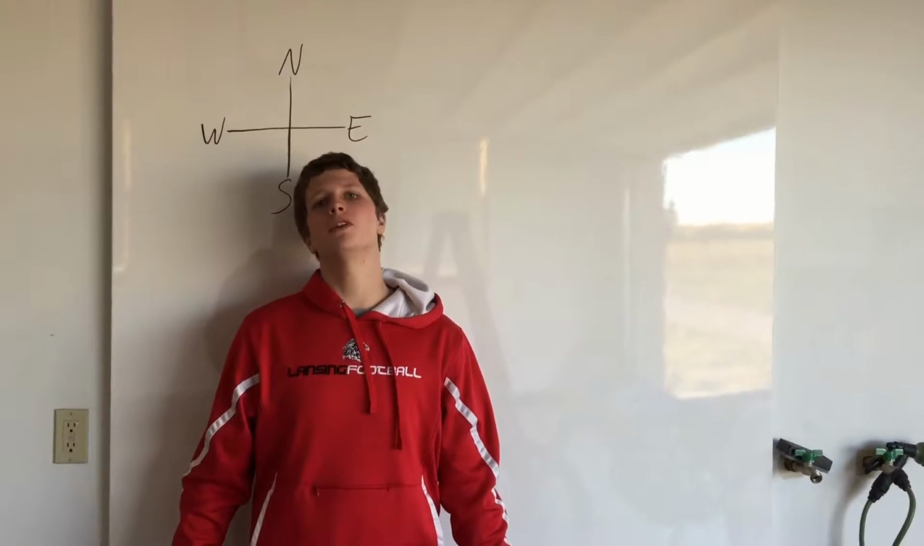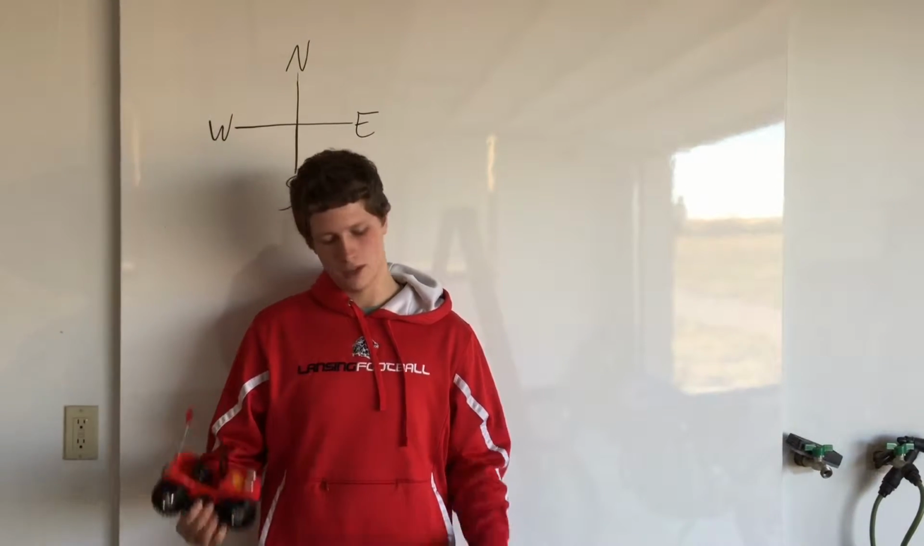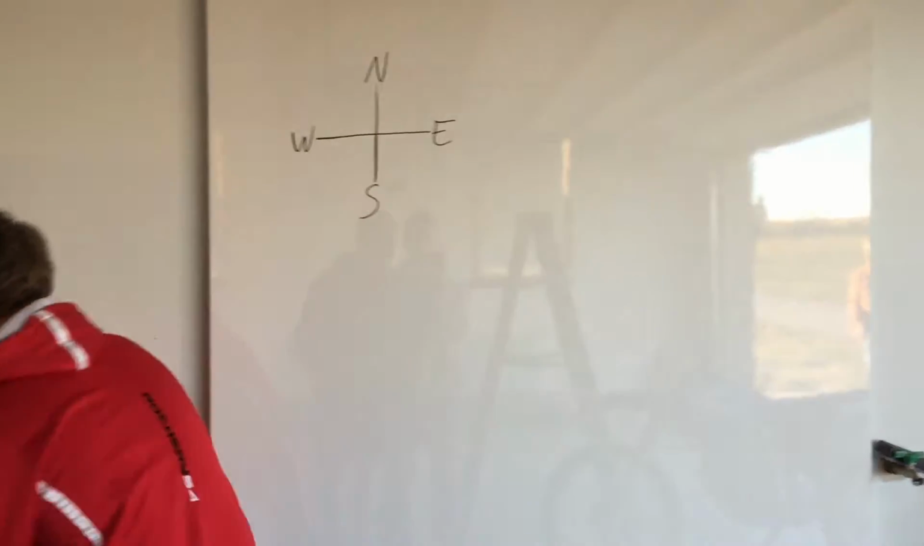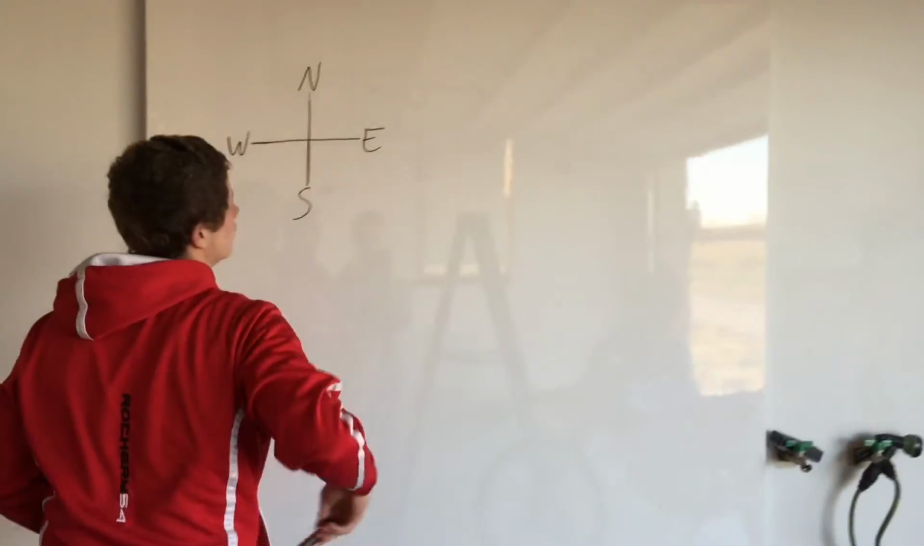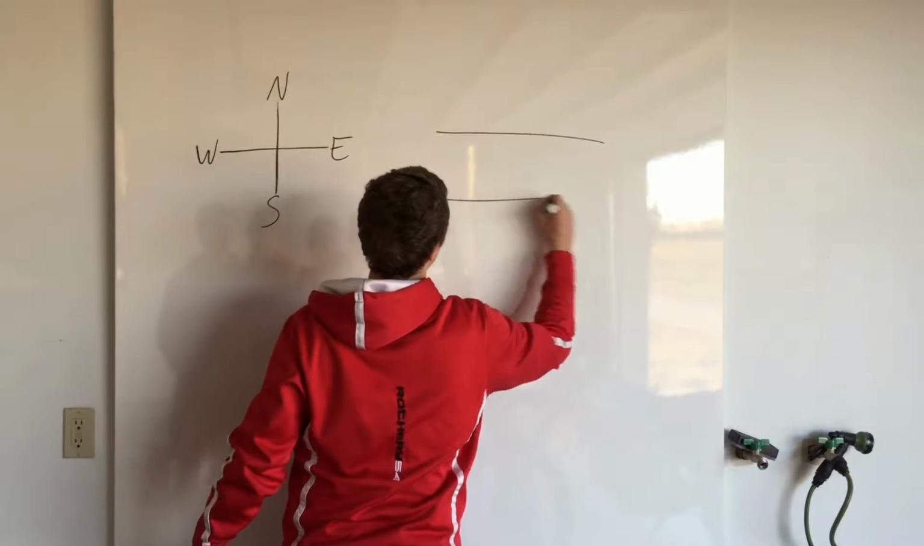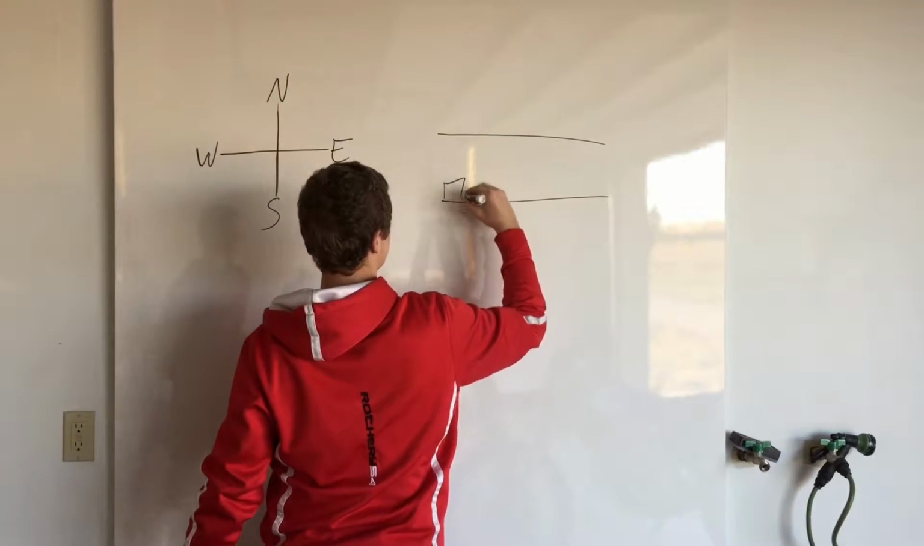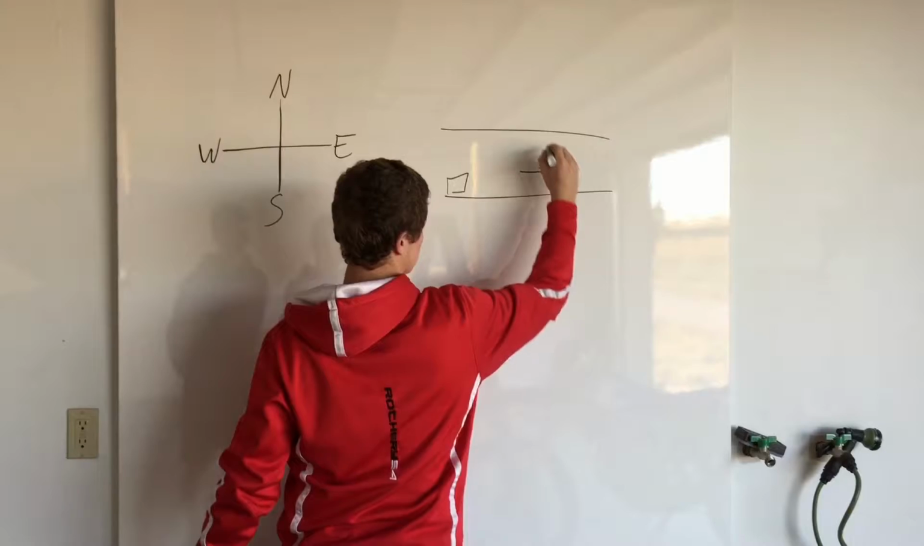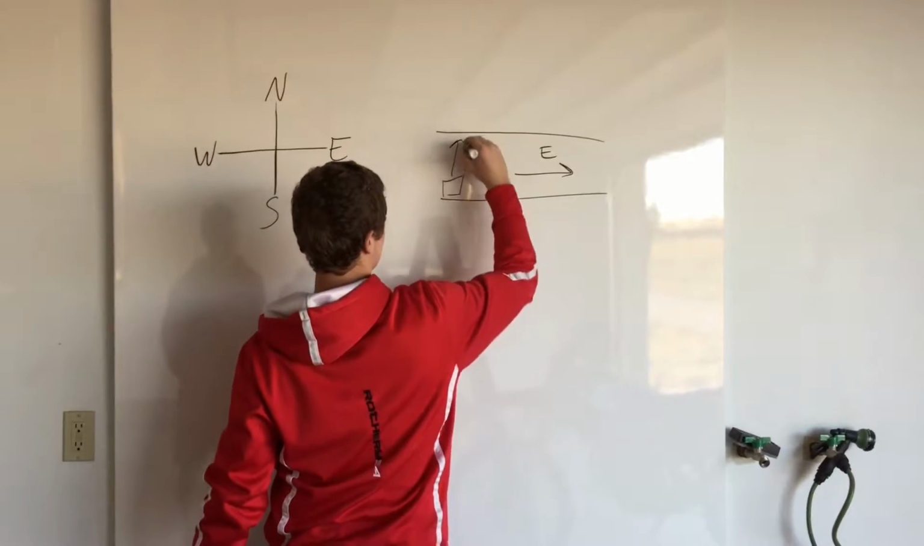We're going to demonstrate two-dimensional velocity by using this red car and this blue car. We're going to take the treadmill, right here, and put the little car right here. The treadmill is going east. The car is going north.